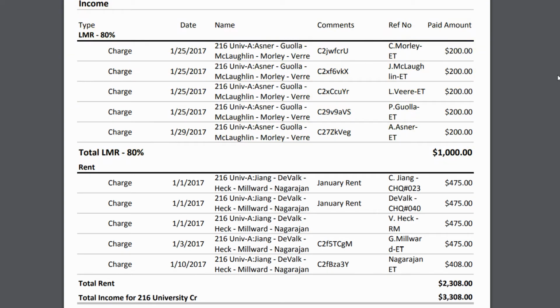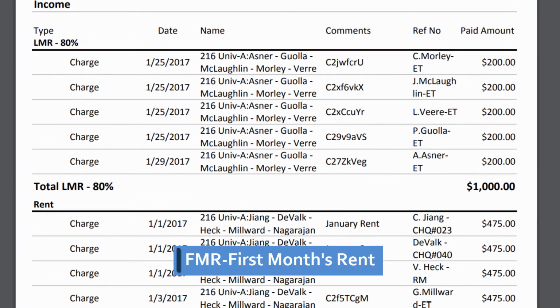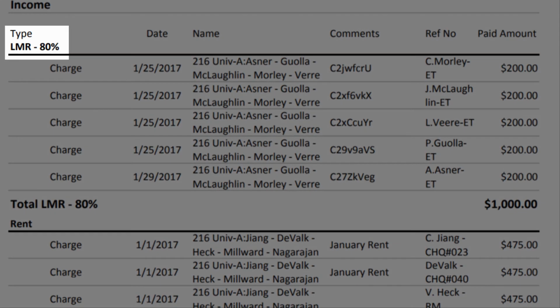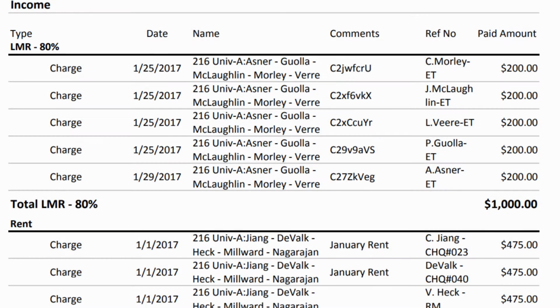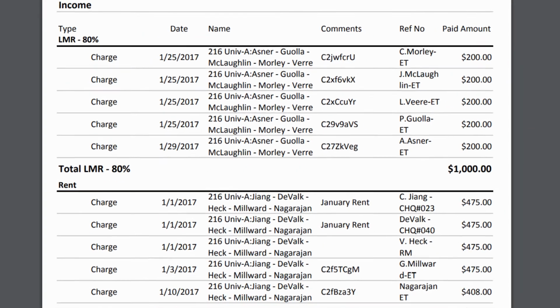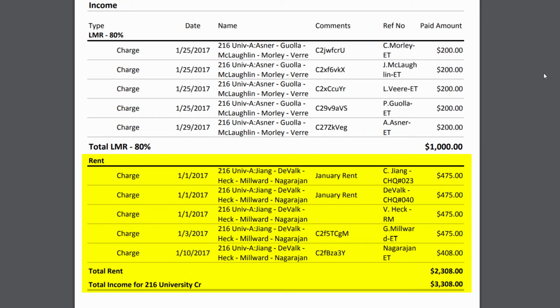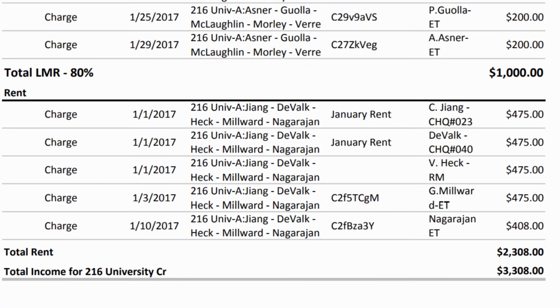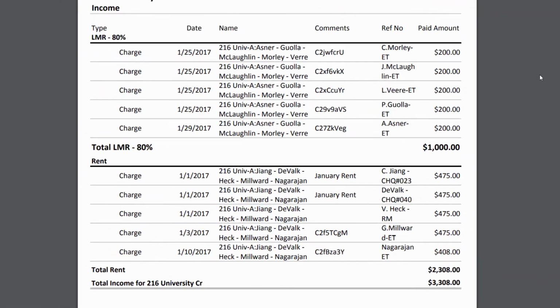Income. FMR is short for first month's rent. LMR means last month's rent. The percentage after LMR denotes our internal code used for processing rental fees. You can disregard these percentages. Rent. This represents rent that is collected during the lease term that we pass directly on to the owner.